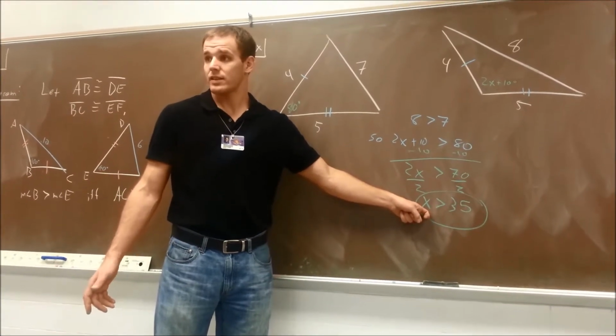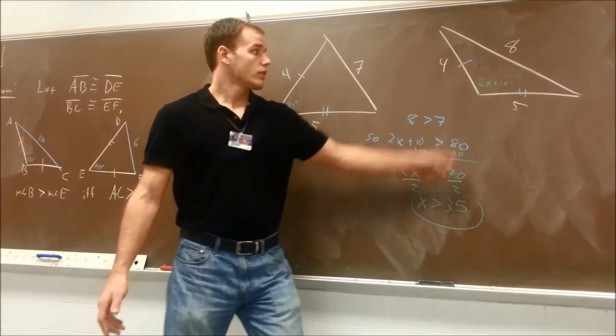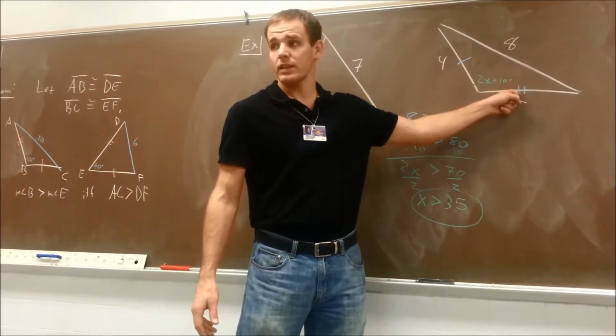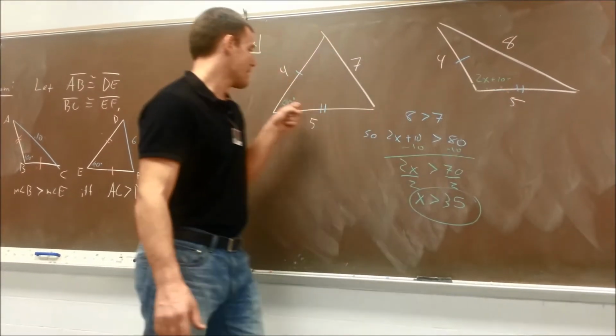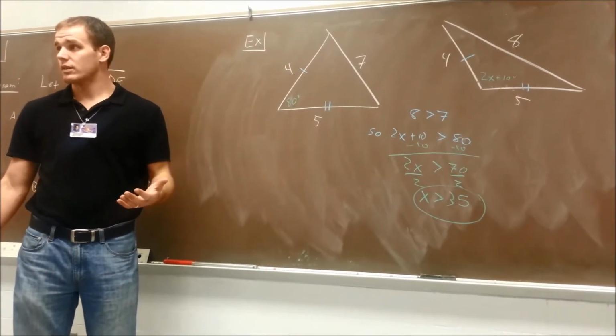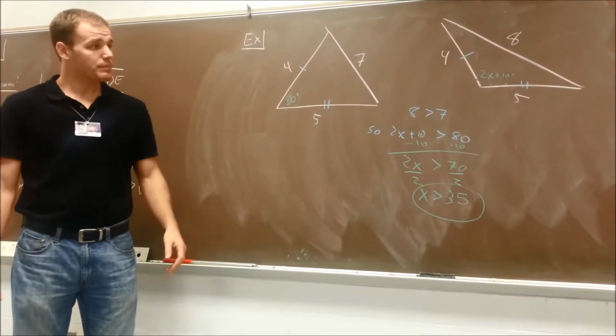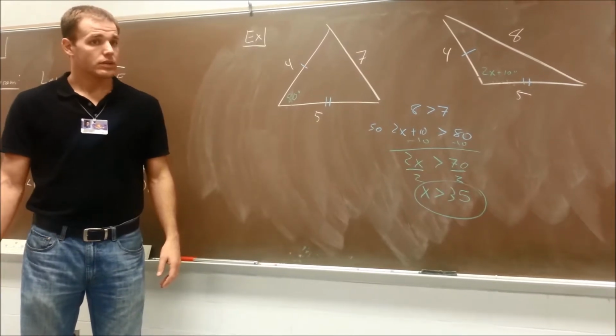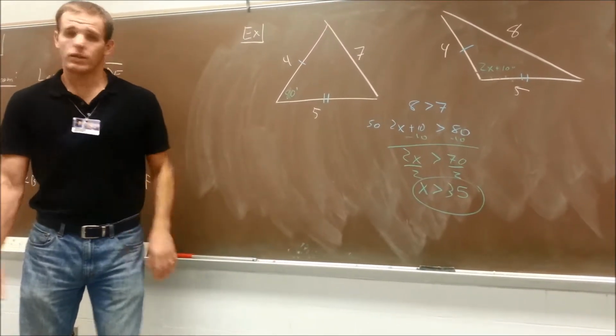So could it be 40? 2 times 40 plus 10 would be 90. Is 90 bigger than 80? Yes. So that would work, wouldn't it? That's all we have to do. It's pretty simple. Let's do another one.